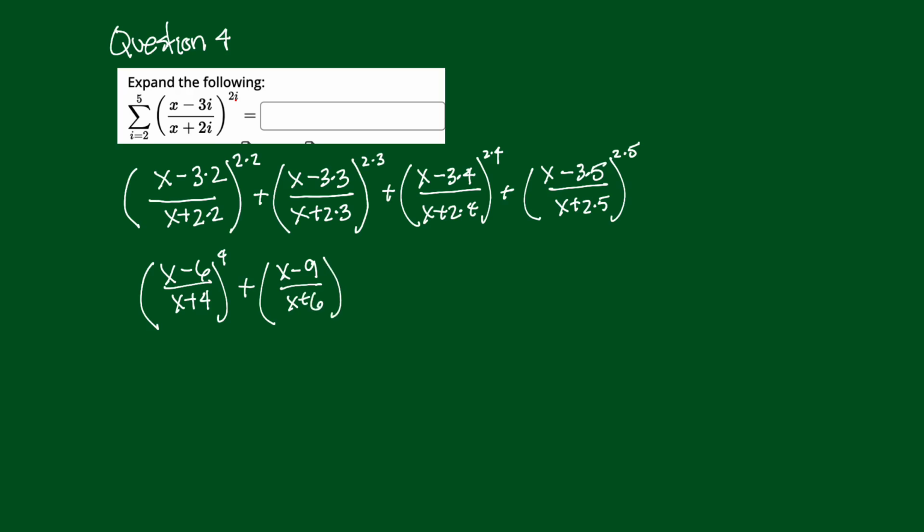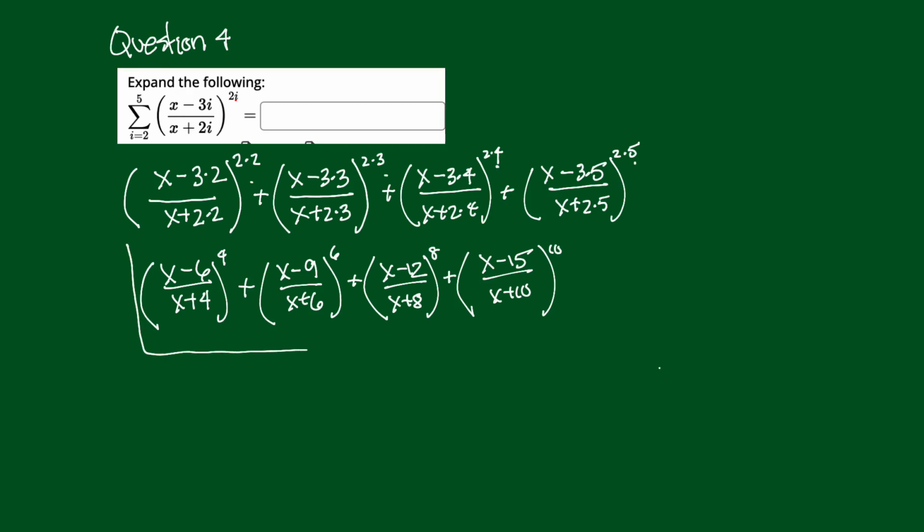(x minus 6) over (x plus 4) to the fourth, plus (x minus 9) over (x plus 6), 2 times 3 is 6, plus (x minus 12) over (x plus 8) to the 8th, plus, and then finally (x minus 15) over (x plus 10), all to the 10. That's as far as we can go.